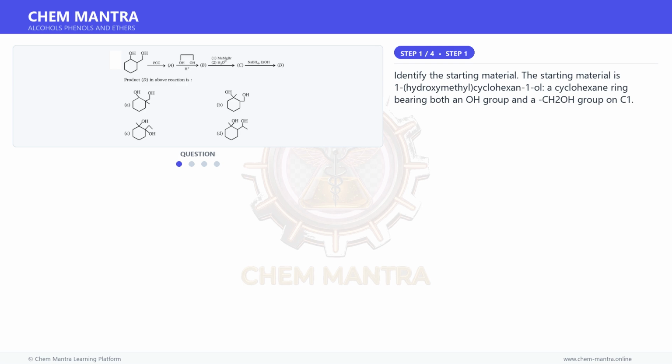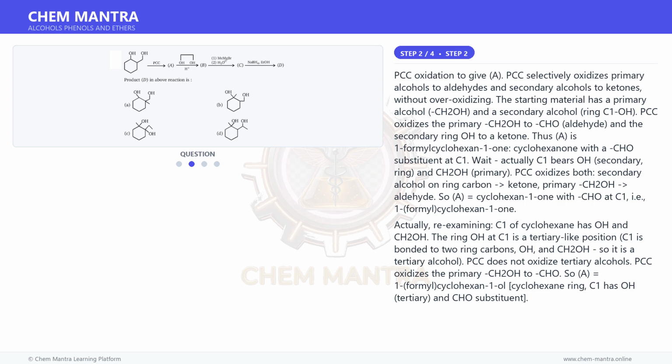Identify the starting material. The starting material is 1-hydroxymethyl cyclohexan-1-ol, a cyclohexane ring bearing both an OH group and a CH2OH group on C1. Moving on to the next step. PCC oxidation to give A.